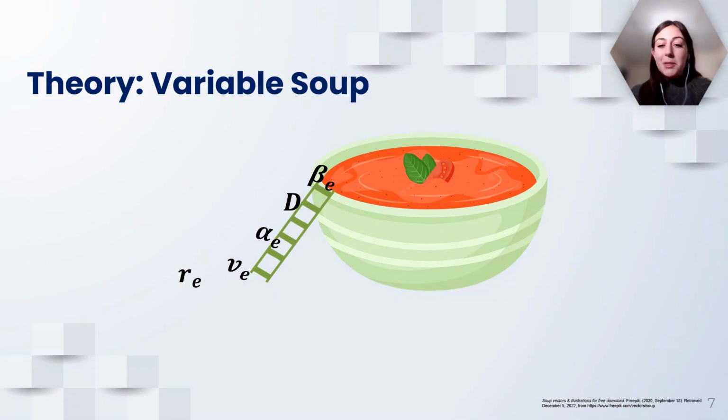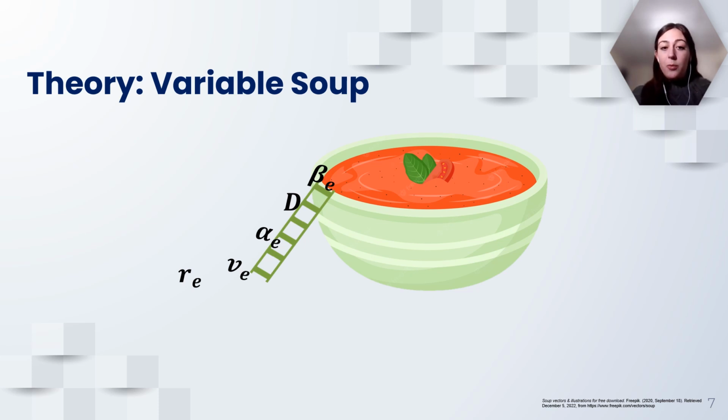To wrap up our theory, we just have a bit of variable soup left. So beta sub E is your rotational constant. It's a measure of how a molecule responds to increase in rotational energy, and it's inversely proportional to inertia. D is the centrifugal distortion constant. You might remember this from the Morse potential energy diagram. And this measures the changing bond length in response to increasing rotational energy.